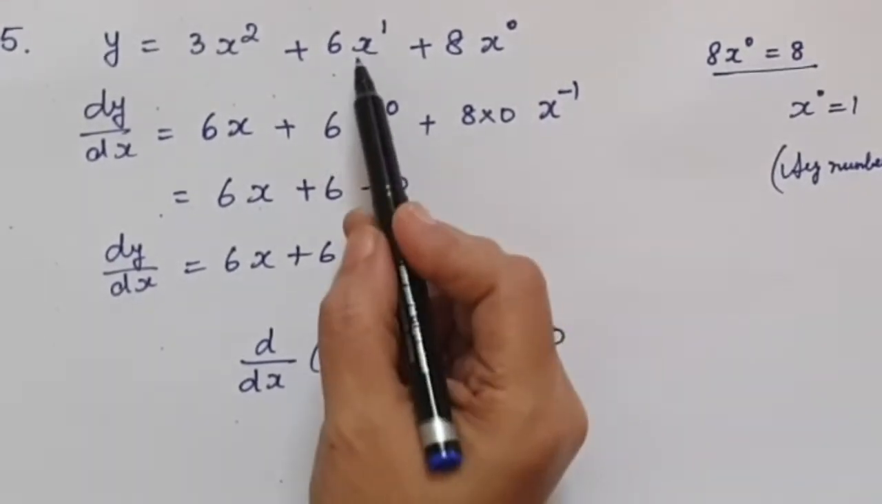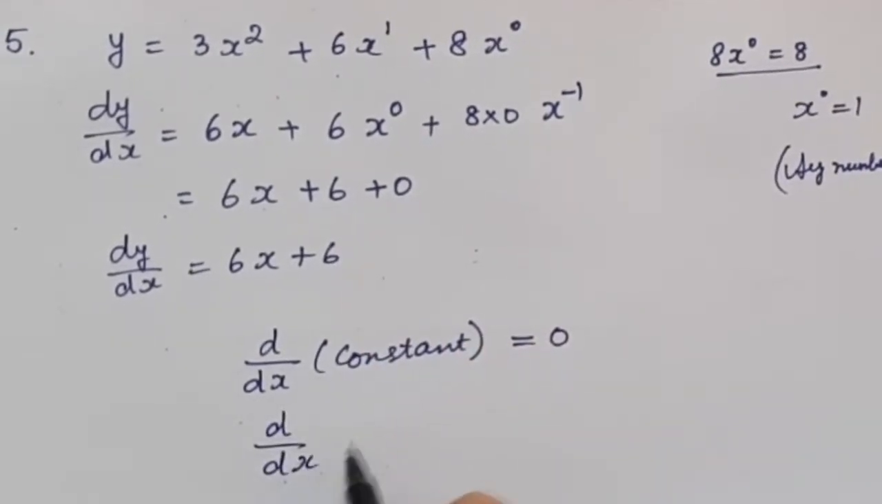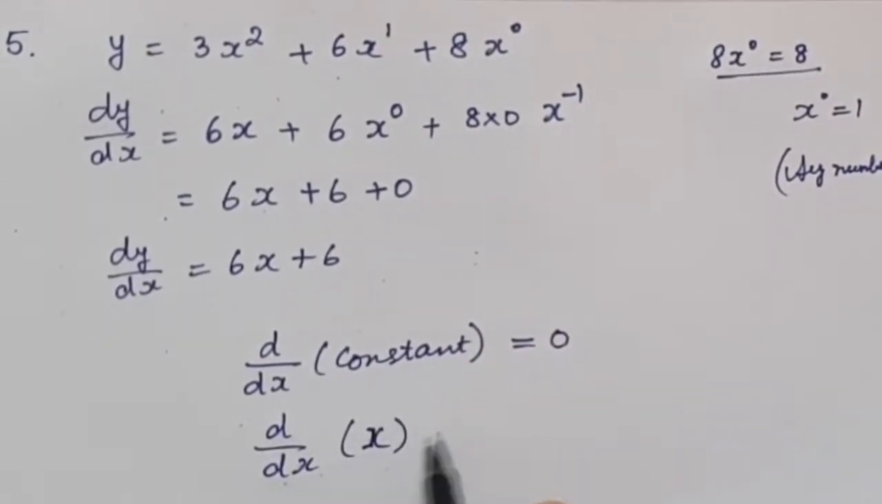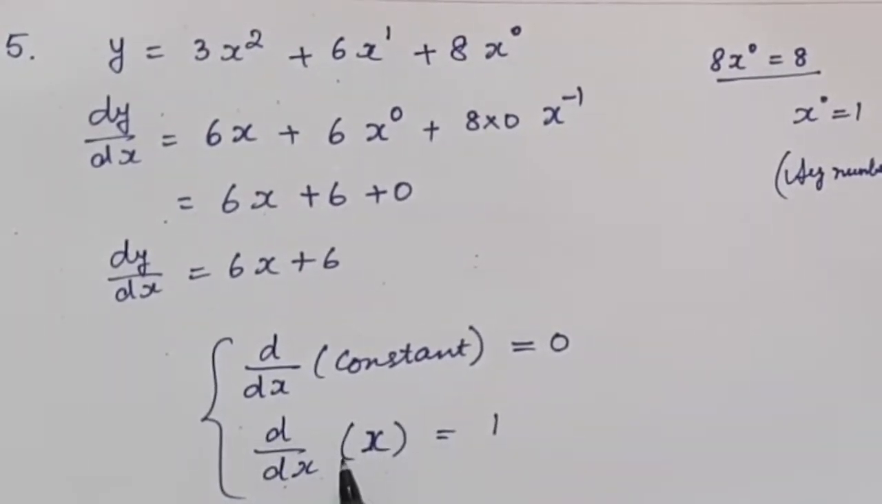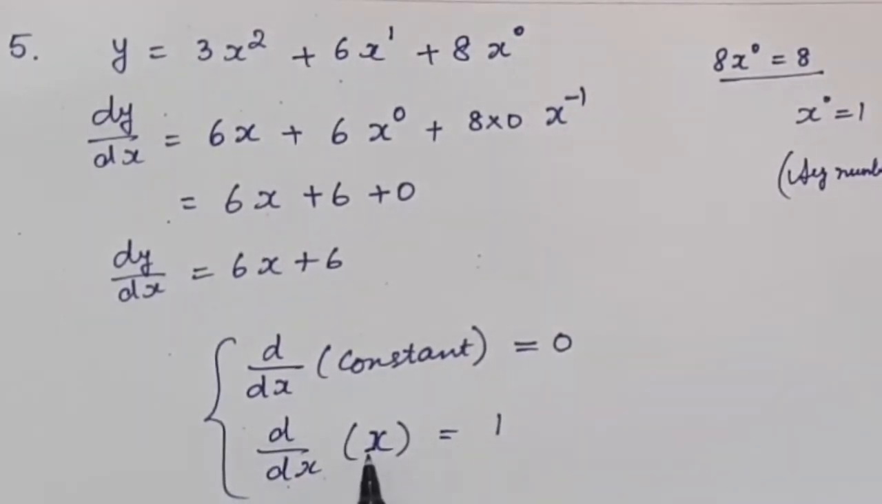In the same way, when we differentiate x, it is 1. So d by dx of x is 1. These are the two things which you need to remember. Differentiation of a constant is 0 and differentiation of x will be equal to 1.